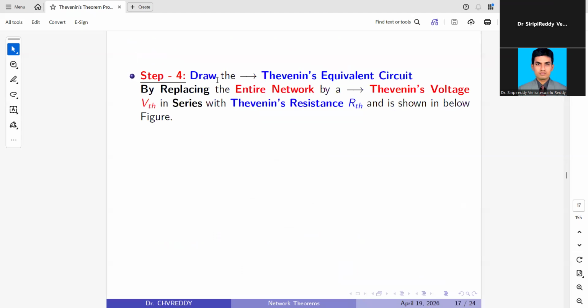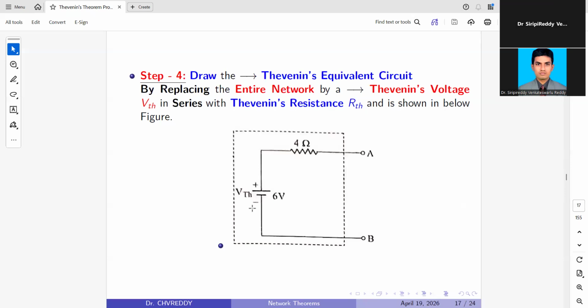So in step 4, draw the Thevenin equivalent circuit. How can we draw it? By replacing the entire network given in the problem with the Thevenin voltage in series with the Thevenin resistance, as shown in the below figure. How much voltage do we get here? Thevenin voltage 6 volts, identified in step 2. In step 3, we identified the Thevenin resistance, that is 4 ohm. From that, we drew the Thevenin equivalent circuit.